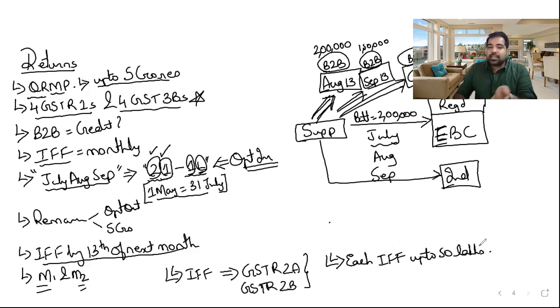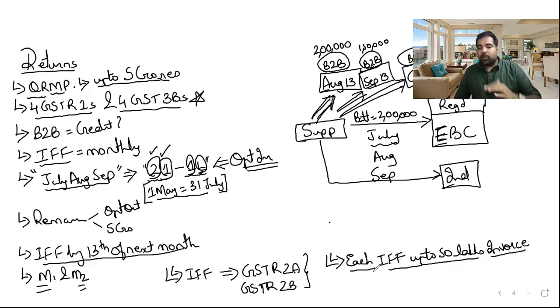Isn't that small? Yes, but you are a small dealer. Your turnover last year was only 5 crore. So in the July IFF, which I filed on August 13, I can have up to 50 lakhs of invoice value, not GST value, invoice value. And again in August also, which I filed on September 13, the same limit applies, and that too only for your B2B suppliers who really want to take ITC.